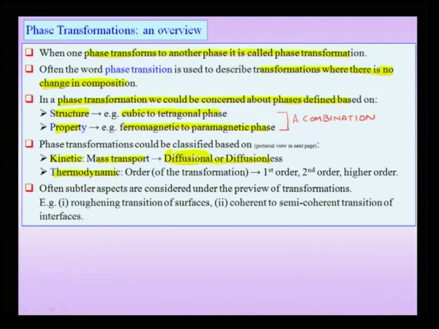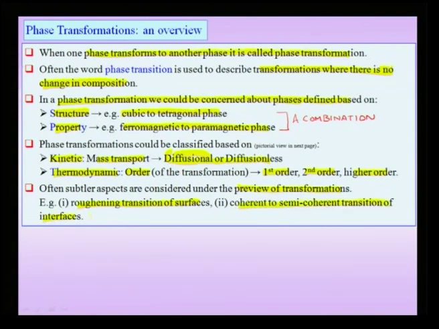Based on thermodynamic aspects, we can classify phase transformations using a term called the order of a transformation, and we can classify phase transformations as first order, second order or higher order transformations. And often even subtler aspects of transformations come under the purview of phase transformations, though strictly speaking these are not phase transformations, but they are transformations of a subtler kind. Like for instance, we can talk about roughening transition of surfaces, coherent to semi-coherent transition of interfaces, etc.